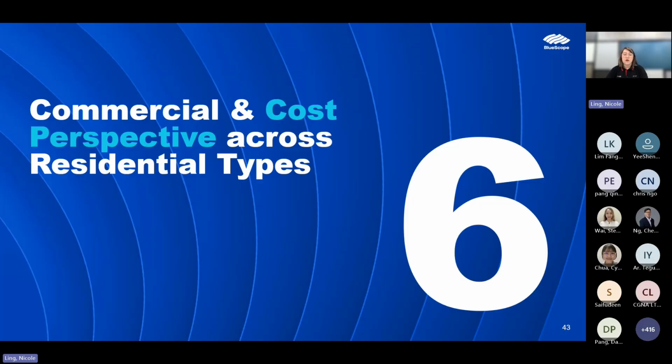At the end of the day, whether it is a steel roof or a tile roof, the main question is simple. How much is the cost? Which one gives me the best value?